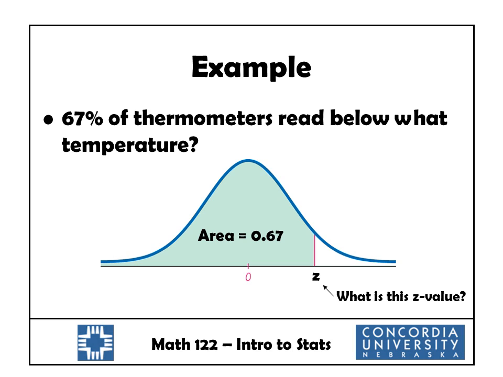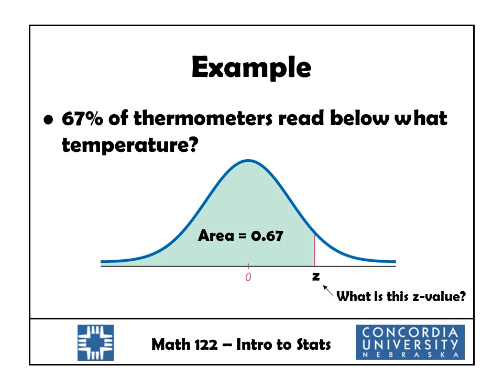The next topic we talked about was finding percentiles. And so let's look at a couple of examples of finding percentiles. So one question we asked dealing with thermometers is, 67% of thermometers read below what temperature? Now that 67%, that's a percentage or it's also a probability. And so in our standard normal bell curve, we have an area to the left of some z-score equals 0.67. We want to find that z value.